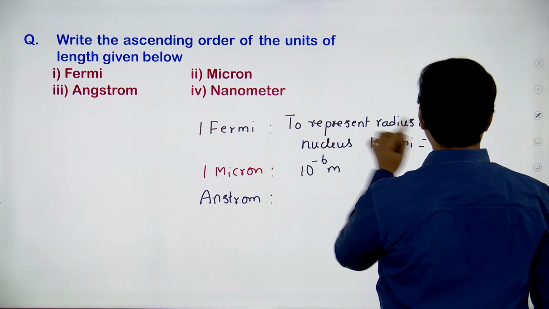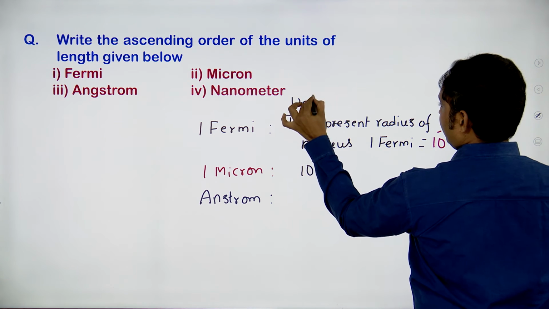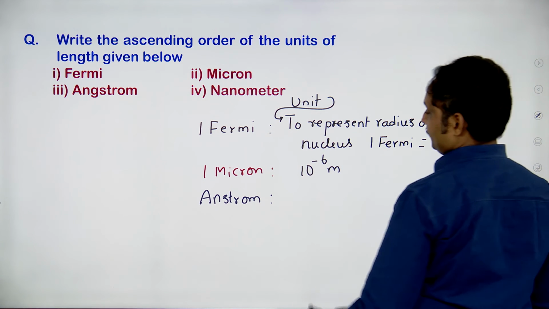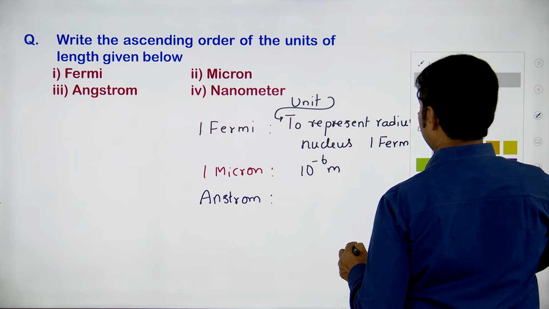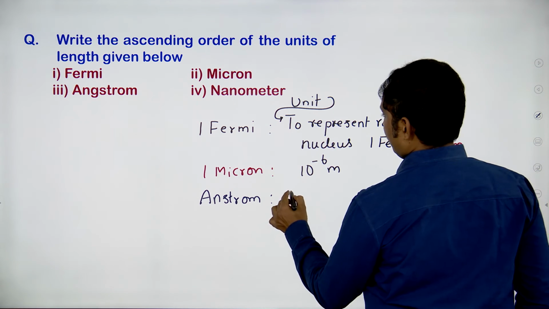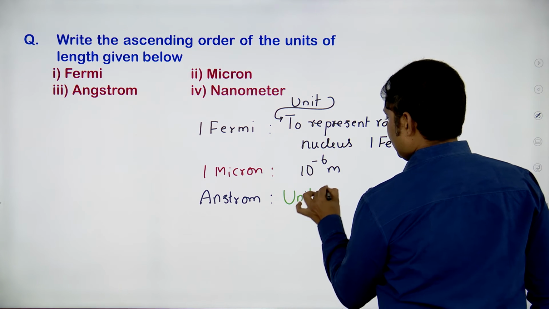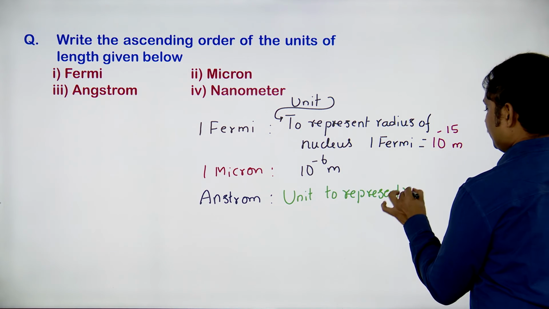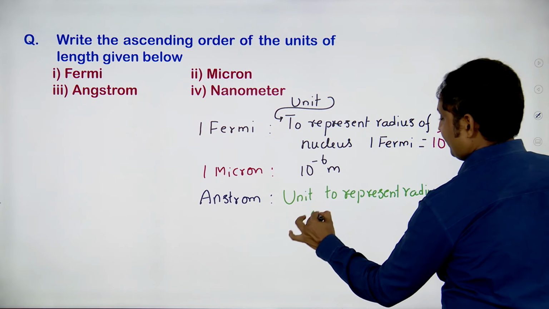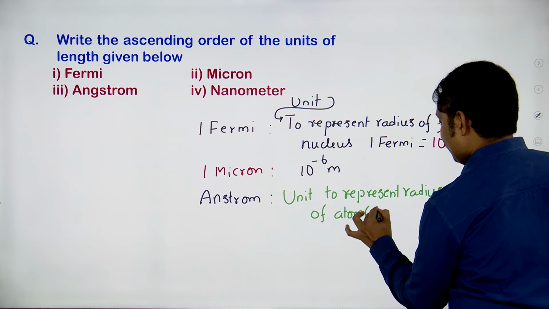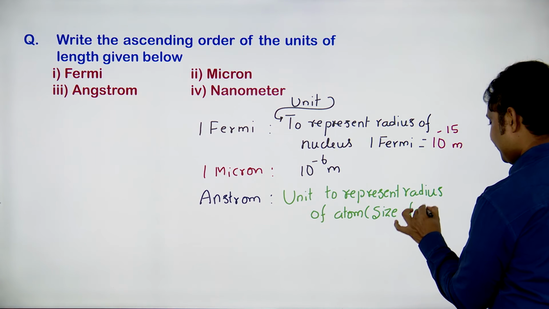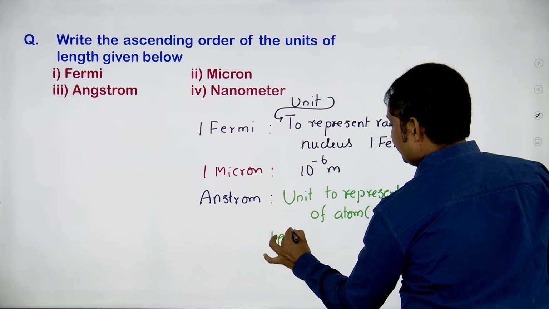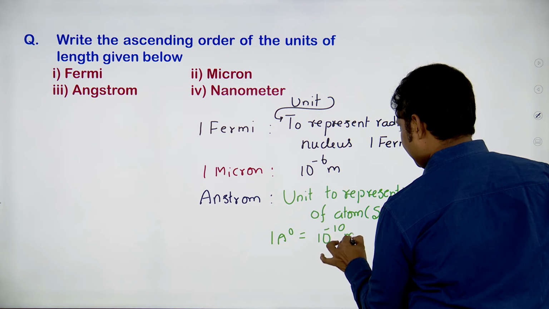Angstrom unit. Just you have to take that Fermi, while in case of Fermi, the unit is used to represent the radius of the nucleus. The angstrom unit is used to represent the radius of an atom or size of an atom. Yes, that is 1 angstrom unit is equal to 10 to the power of minus 10 meter.